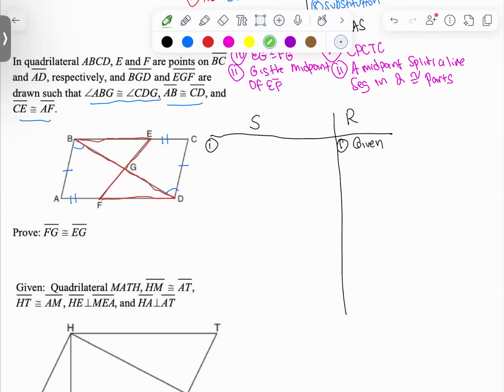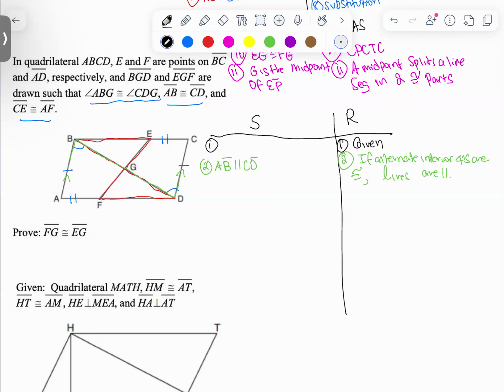The 2 angles that they give us form a letter Z. So they're alternate interior angles. And if we have congruent alternate interior angles, that proves that the lines forming them are parallel. So we can say that AB is parallel to CD. I'm going to write that down. AB is parallel to CD if alternate interior angles are congruent, lines are parallel.